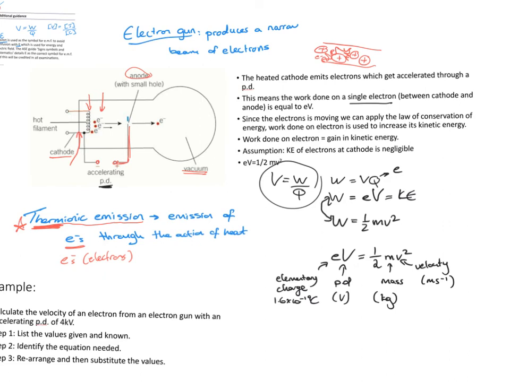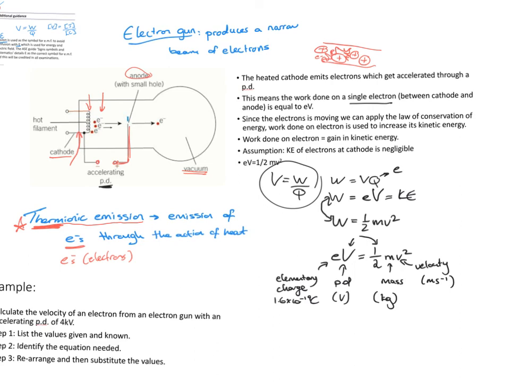This expression actually comes from the law of conservation of energy. Energy cannot be created or destroyed. It can only be transferred from one form to the other. So if the electrons gain this amount of energy, it can transfer to kinetic energy. It's a good thing to remember that this is an application of the law of conservation of energy.